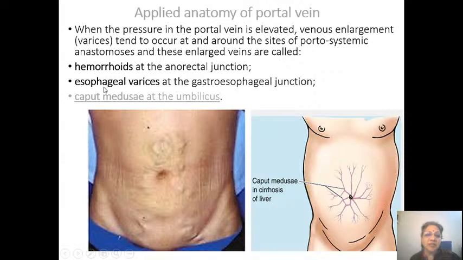Then at the esophageal end, we call them varices at the gastroesophageal junction. And at the umbilicus, there is a special name given called caput medusae, but this is nothing but venous varices in the anterior abdominal wall, superficial venous drainage. This is not the drainage of the deeper muscle, not the recti or the obliques. This is only in the subcutaneous region where you have the superficial venous drainage.